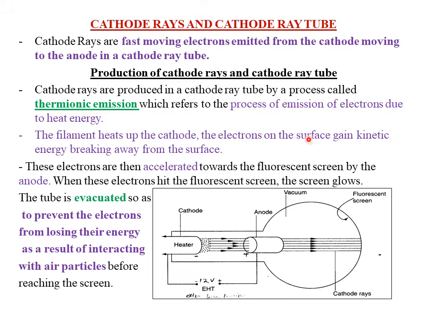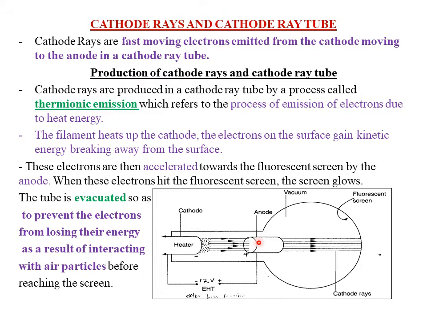The electrons on the surface gain kinetic energy, breaking away from the surface because they are repelled by this cathode, which is also negatively charged, because like charges will always repel each other. Then once they are repelled by the cathode, they are going to be attracted by the anode, because unlike charges will always attract each other.